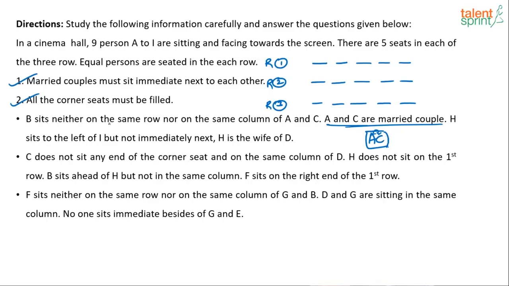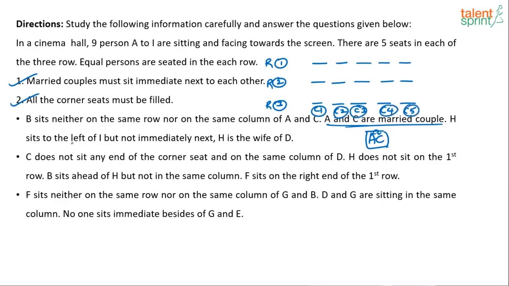B is neither on the same row nor in the same column of A and C. What does it mean? For example, let's assume AC takes these 2 seats. So B will neither come in this row nor in the columns where A and C have come. These are rows: row 1, row 2, row 3. These are columns: column 1, column 2, column 3, column 4, column 5. Let me write down here C1, C2, C3, C4 and C5. Columns, column numbers and row numbers.